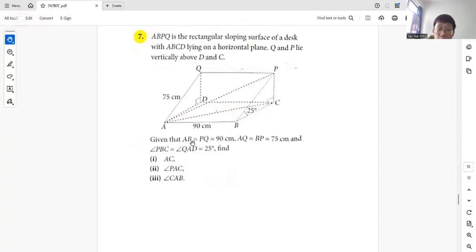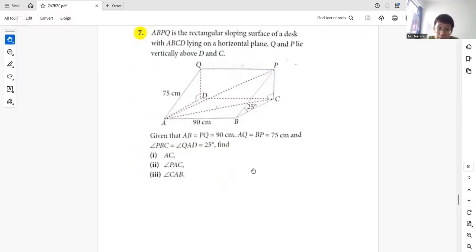Given that AB equals PQ, right? 90, 90. And then AQ equals BP, 75, 75, because they're rectangles, right? And angle PBC is 25 degrees, same as QAD. So find AC. So to find AC, this diagonal, we need to make sure that we have BC. Okay, so the idea is we have to find BC, right?